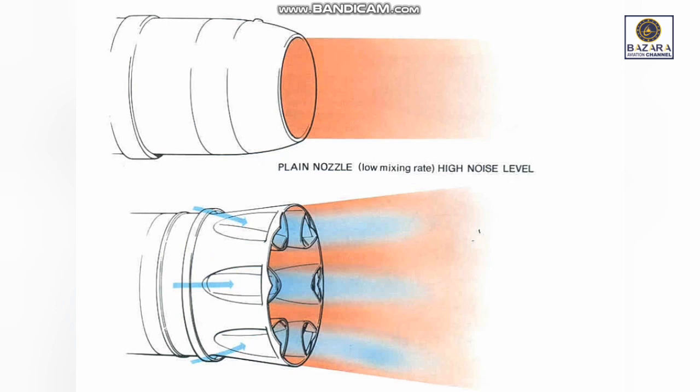Nowadays, newer engines use a variety of techniques to reduce harmful noise. For example, some turbofan engines blend fan discharge air with the exhaust gases to reduce sound emission.